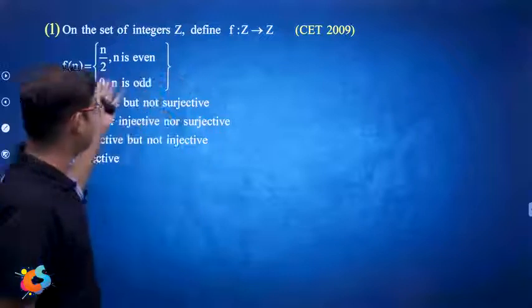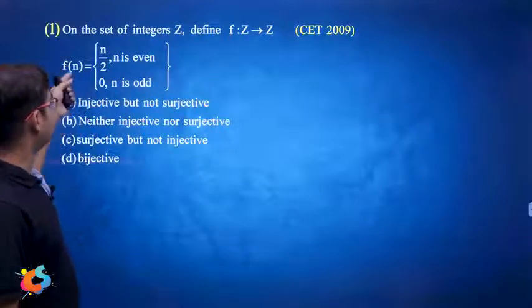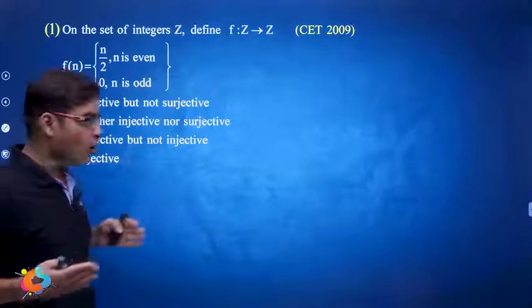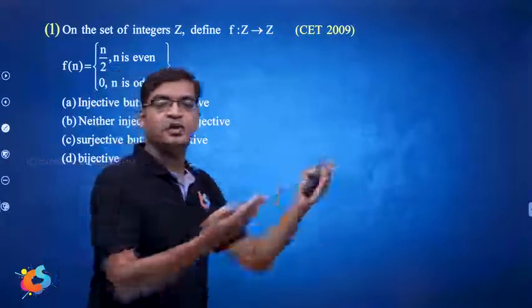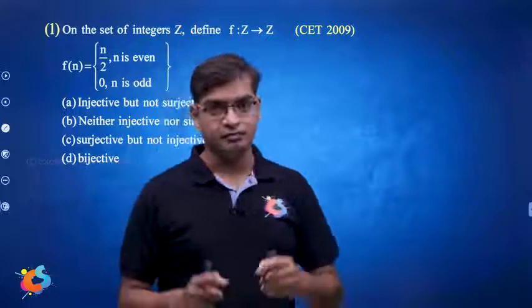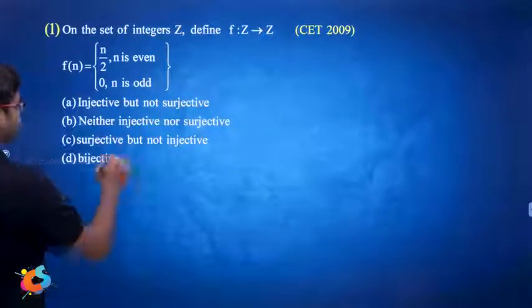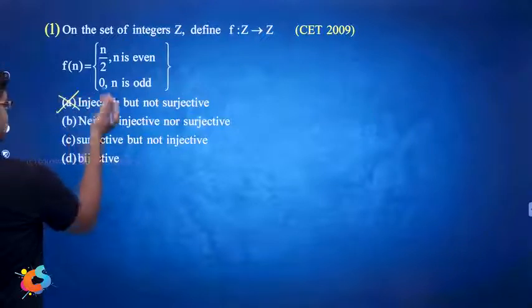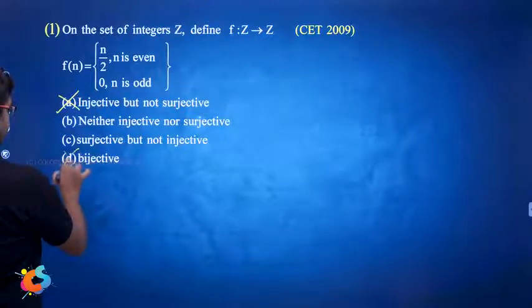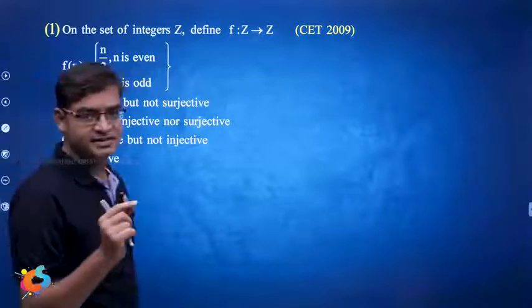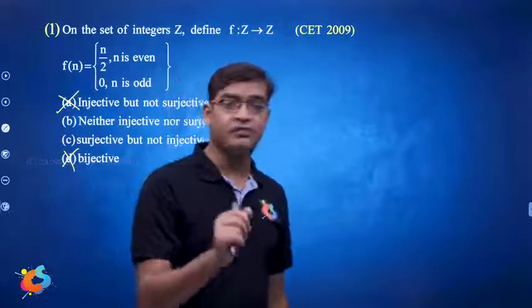Now while reading the question itself, I can make out, see, for any odd integer, the output is 0. So all odd integers are going to 0, which means this is a many one function. Once you know that this is a many one function, it means it is not injective. So because this is not injective, option A is not correct, option D is also not correct. So we have not injective in both places. So we will check for onto function.